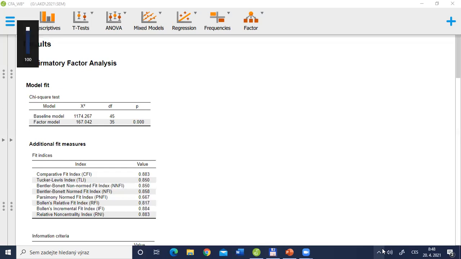Be careful about that. We cannot use it. Yeah, we shouldn't use it as the p-value is very, very low, so we should reject this factor model. But once again, I would like to repeat well-known properties of this chi-square.